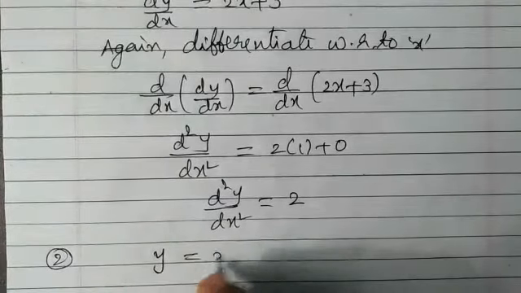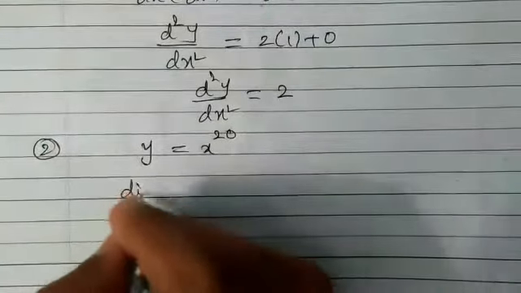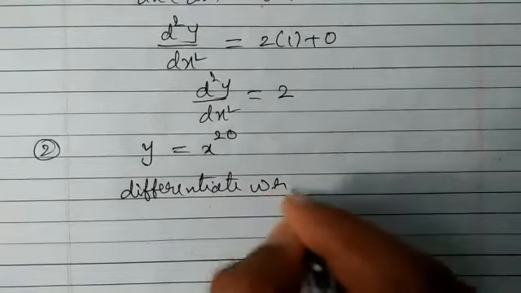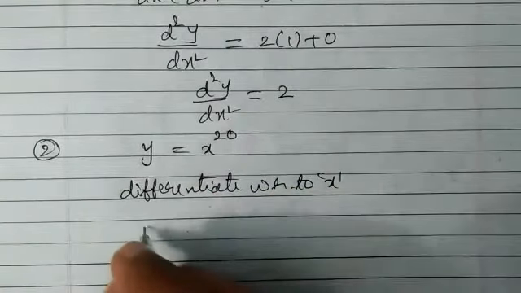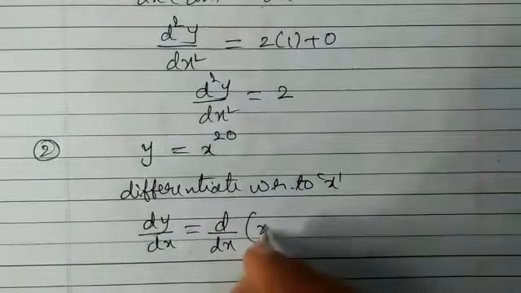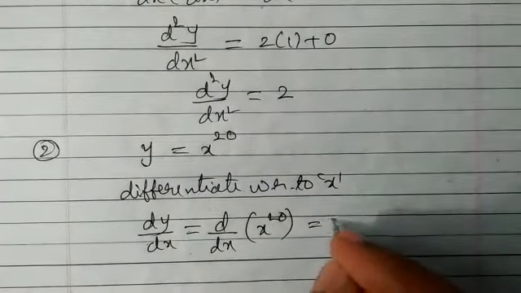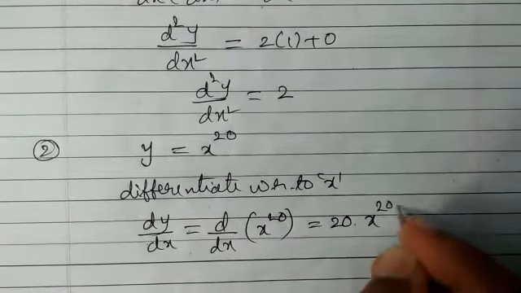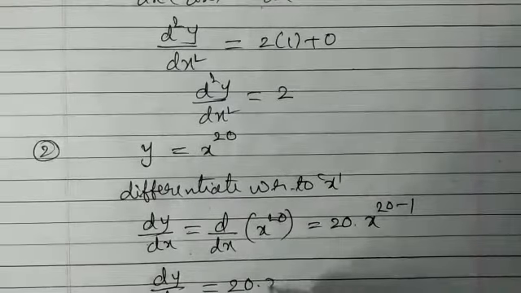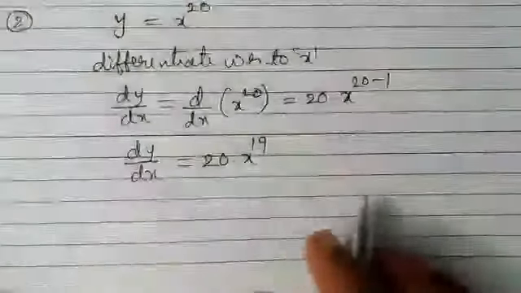Second order derivative. Second one, simple problem. y is equal to x power 20. Differentiate with respect to x. dy by dx is equal to d by dx of x power 20. It looks like x power n. x power n means n into x power n minus 1. That means dy by dx is equal to 20 into x power 19.